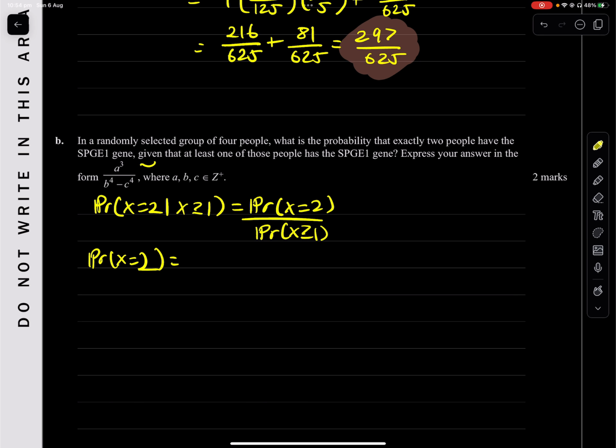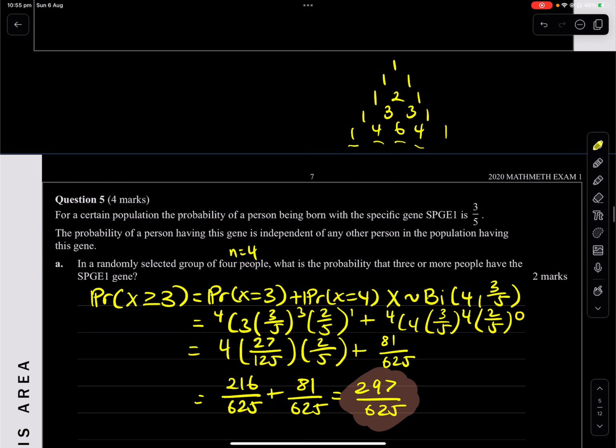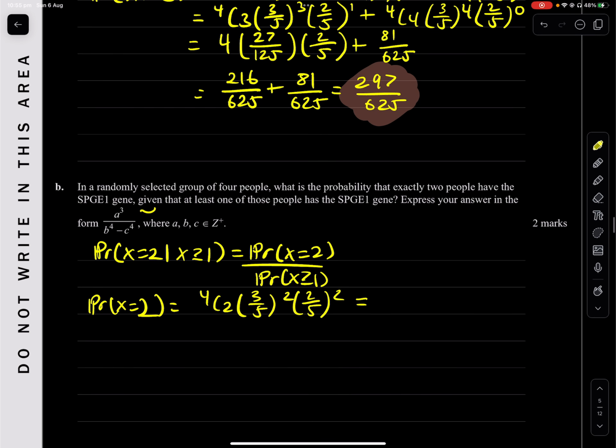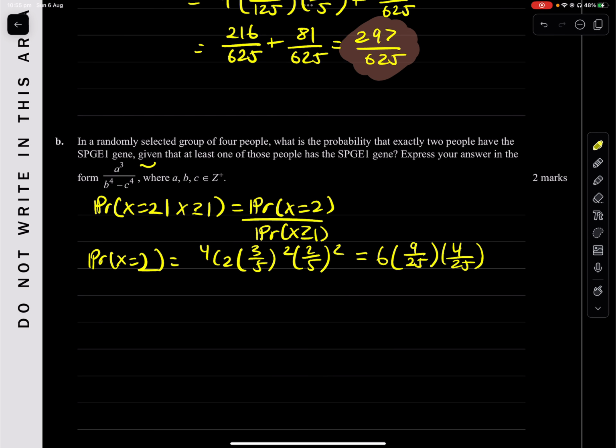Well, it's 4 choose 2, the probability of success was 3 over 5, squared, 2 over 5, squared. So 4 choose 2 is what? 6. Okay, so there'll be 6 here. 9 over 25, 4 over 25. Yeah? Okay, we got that.